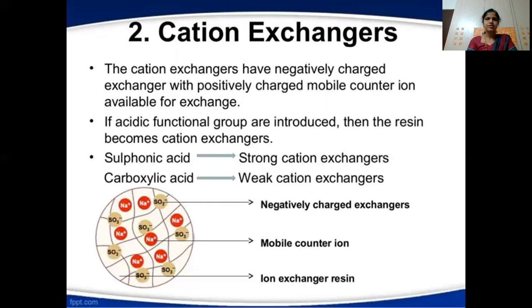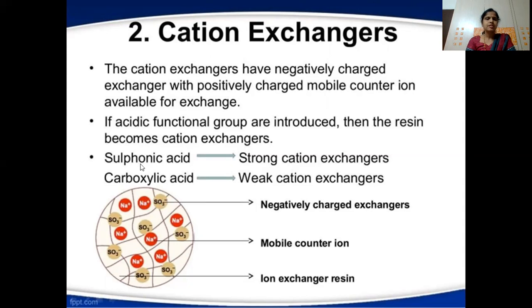Then the other type of exchangers we have is cation exchangers. It is exactly opposite to that of anion exchangers. Here in cationic exchangers, you can see that they are negatively charged exchangers, SO3 minus. It is a negatively charged exchanger, but the mobile counter ion associated with it is Na plus, the sodium ion. So this sodium ion is acting as a cation. Na plus is exchanged with the cations which are present in the sample. Hence they are known as cation exchangers.